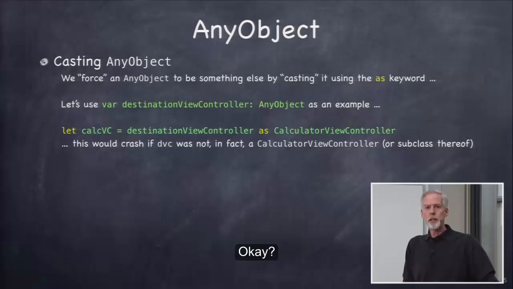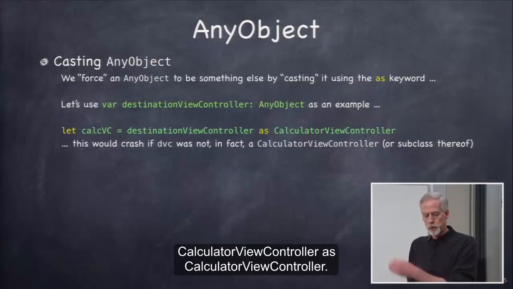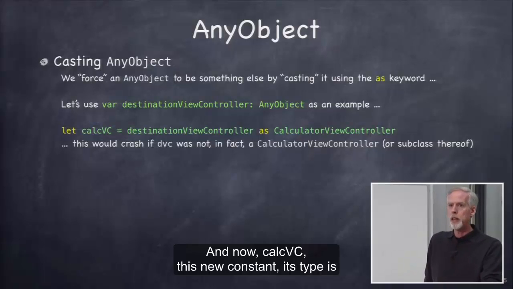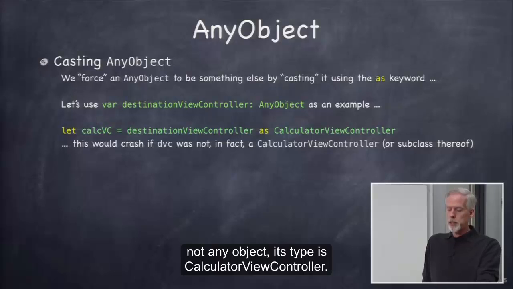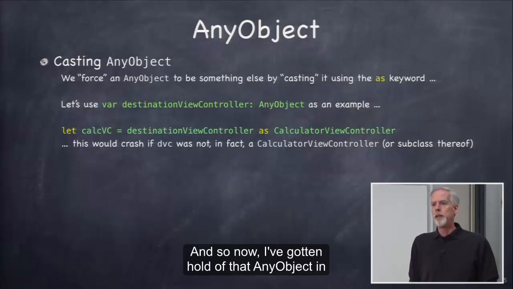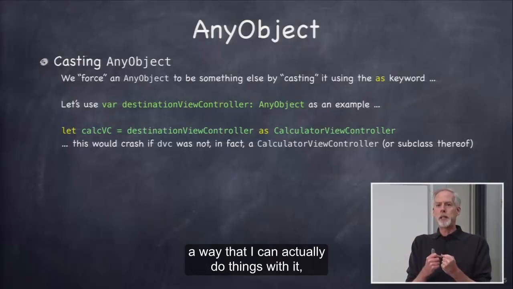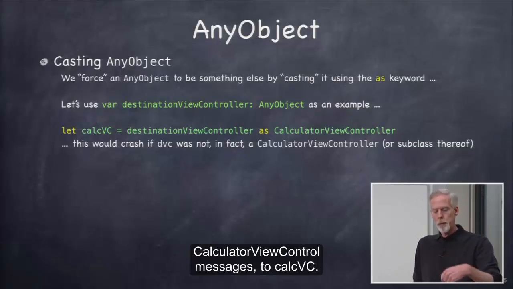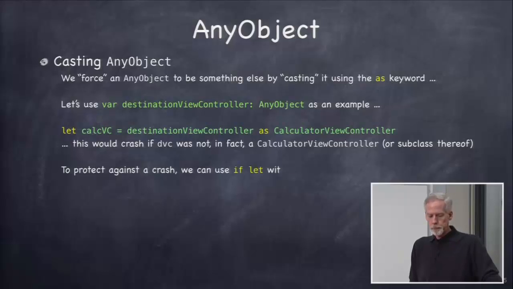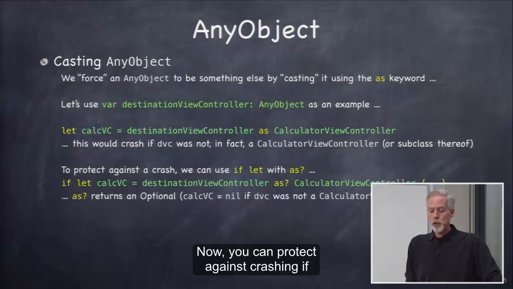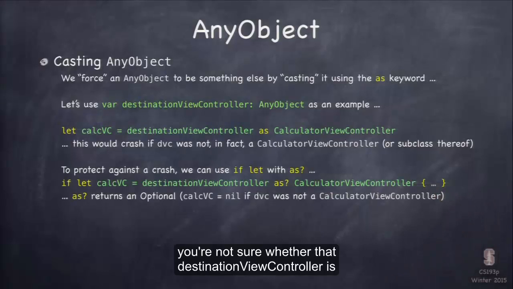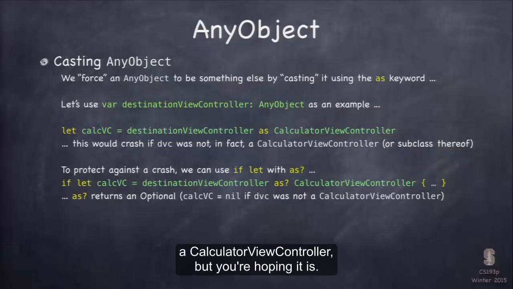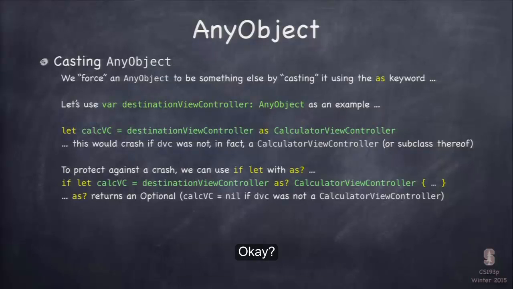So I can just say let calc VC equals calculator view controller as calculator view controller, and now calc VC, this new constant, its type is not any object, its type is calculator view controller. And so now I've gotten hold of that any object in a way I can actually do things with it, and I can send calculator view controller messages to calc VC. Now, you can protect against crashing if you're not sure whether that destination view controller is a calculator view controller, but you're hoping it is.